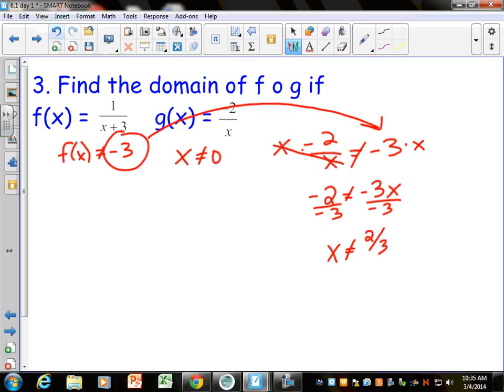Your final answer is just put those two together. So most of the time, you're going to have two different excluding values from your domain. And again, I'm totally fine with set notation.